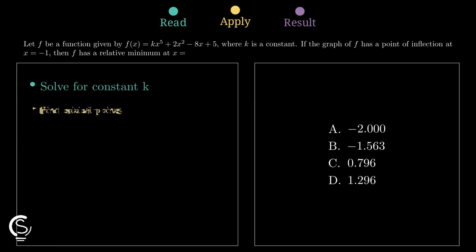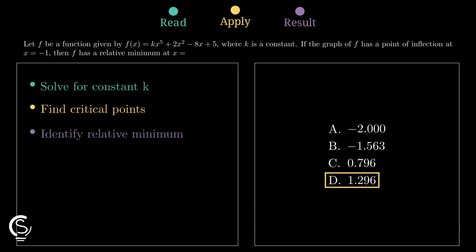Finally, use the second derivative test or sign chart. The relative minimum occurs exactly at 1.296.